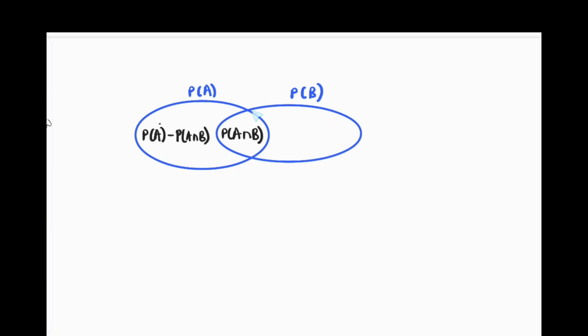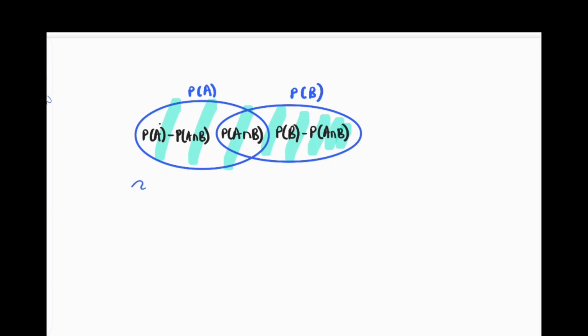And how do we get B only? We get the entire set B and remove the intersection. So this region over here is probability of B minus probability of A intersection B. Yes. So to get my union means that I'm going to add up everything. To get everything in this set, I'm going to add up all those components.